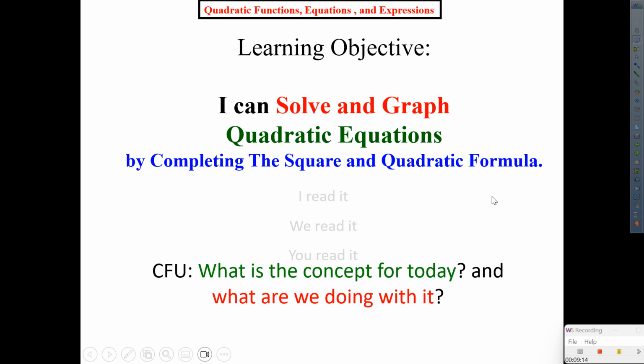So get a Cornell note going, please. I'll give you some time for that. You don't need a Frayer model. However, as you're setting that up, remind your neighbor of the definition of quadratic equations. What is the definition for quadratic equations without looking at your notes?